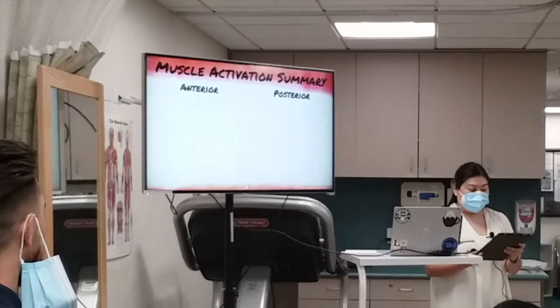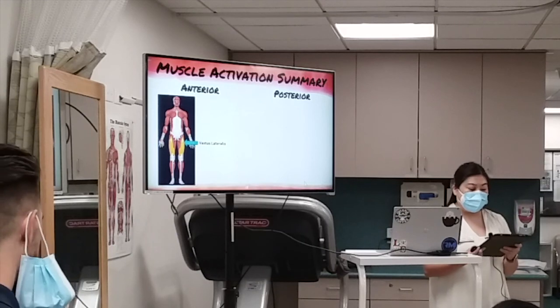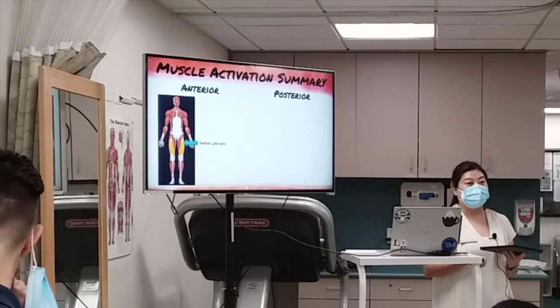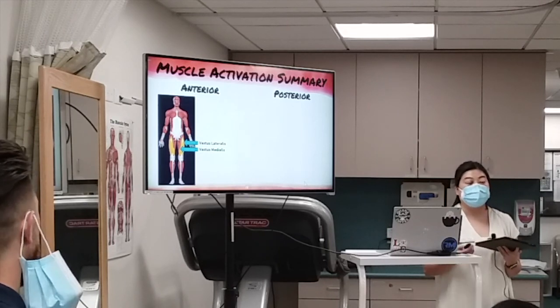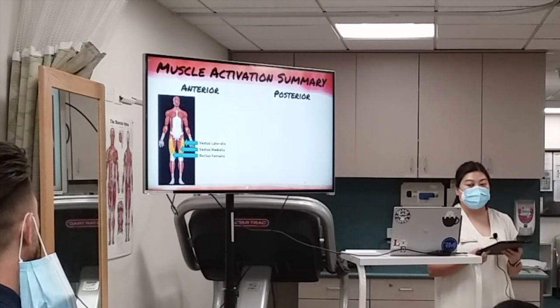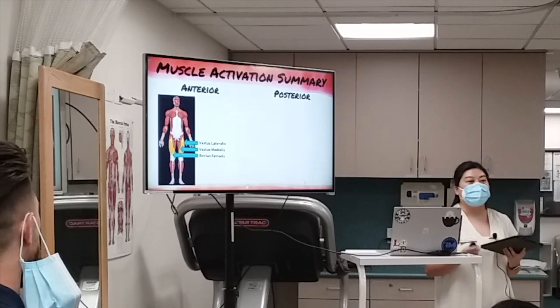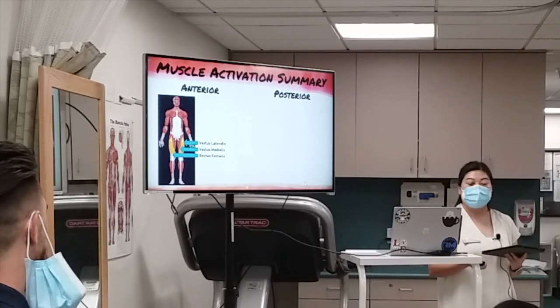And then the muscle activation summary. First we're going to go through the vastus lateralis, which has the greatest activation with a rotation hip thrust. Vastus medialis has the greatest activation with a traditional hip thrust. The rectus femoris has the greatest activation with a traditional hip thrust, and this muscle is the least activated out of all of them for all variations.